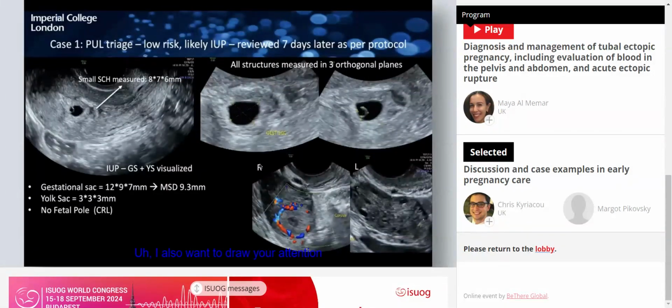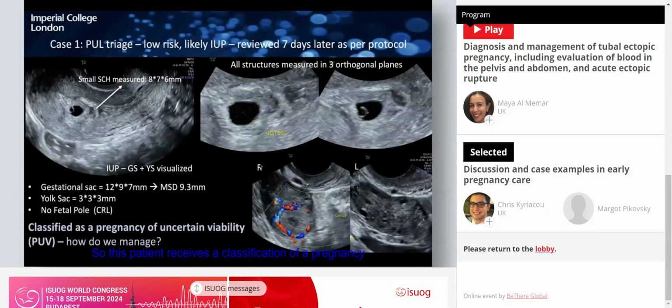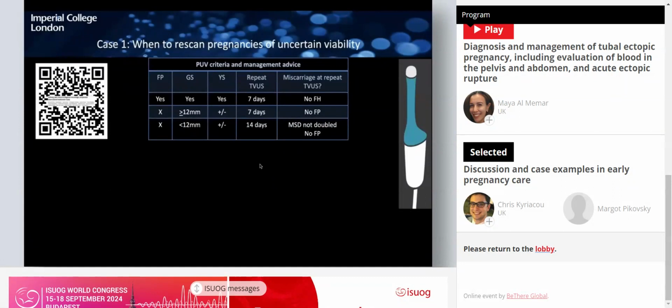I also want to draw your attention to a small subchorionic hematoma, which is below the level of the sac, and we'll discuss this in more detail in just a moment. So this patient receives a classification of a pregnancy of uncertain viability, and how should we manage her from here? Well, the first thing to say is that the goal of PUV management is to avoid incorrectly diagnosing a potentially viable intrauterine pregnancy as a miscarriage.